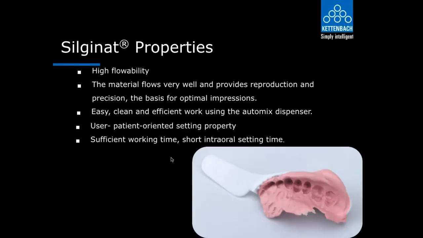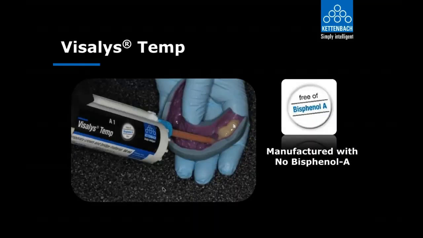So one of the things I talked about earlier is temporization. Here, a quadrant prior to preparation, and we use our temporary material. We just flow the material in there and reseat it. Here you see me doing a full mouth and an anterior.